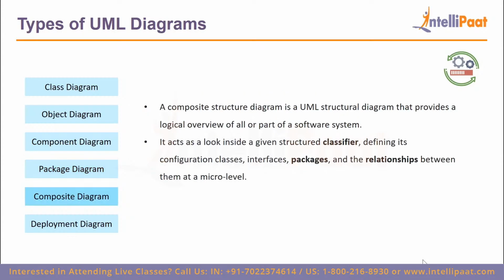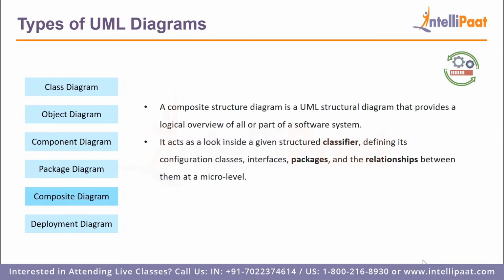Then coming to the composite diagrams, composite structure diagrams are one of the new artifacts added to Unified Modeling Language, and a composite structure diagram is similar to a class diagram and is a kind of component diagram mainly used in modeling a system from a micro point of view, but it depicts individual parts instead of whole classes. It is a type of static structure diagram that shows the internal structure of a class and the collaborations that this structure makes possible.